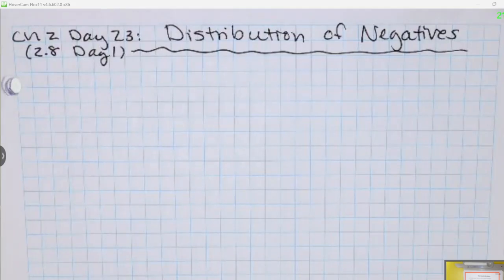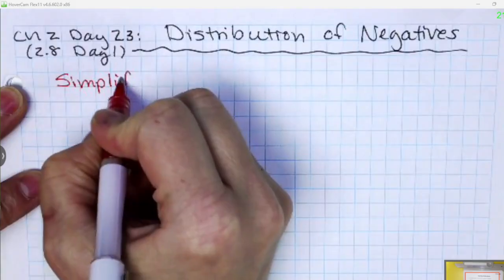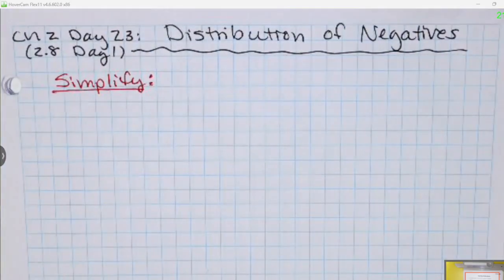So we've done distribution property and we've done adding like terms. Today, we're going to put the two together in a new way. So basically, both of those skills are part of the simplify step of solving. So when we get to actual solving, the very first step is to simplify.